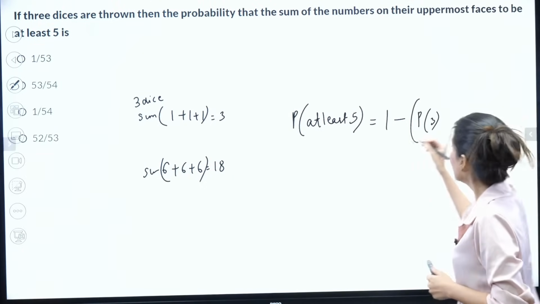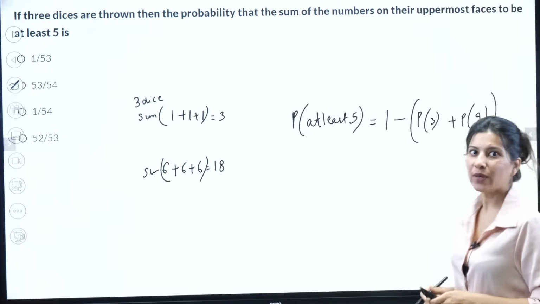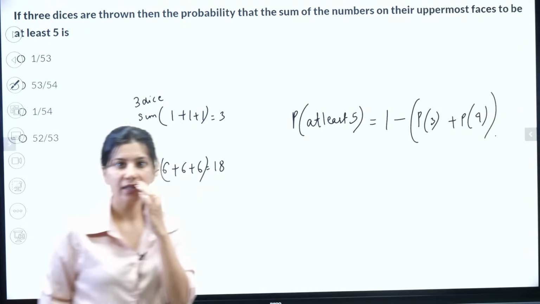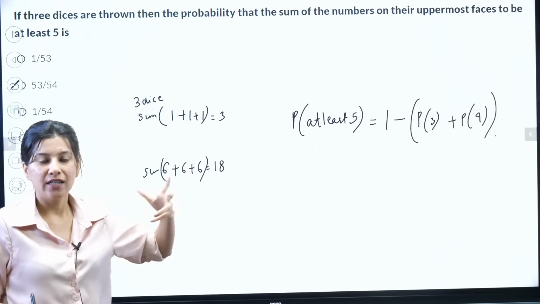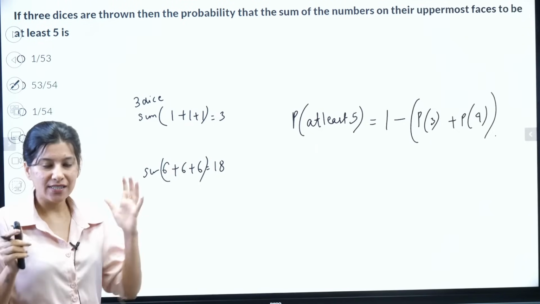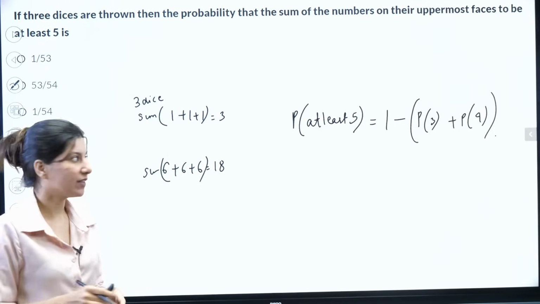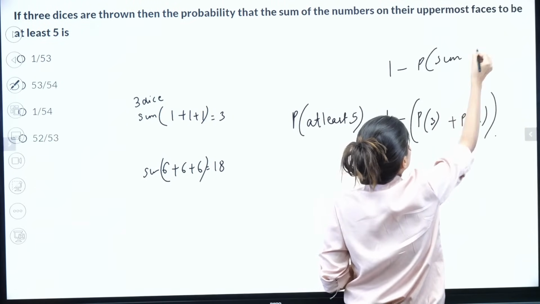Minimum 3 plus probability of getting 4. That's it. Are you getting my point? So at least 5, just reverse it. The reversal of at least 5 is what? The sum less than 5, right? So 1 minus probability of sum less than 5.